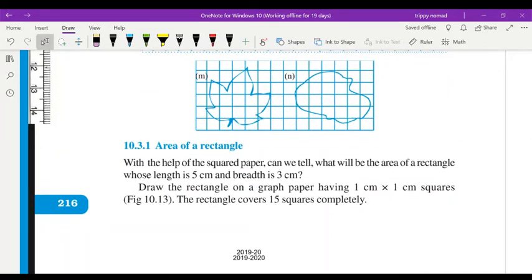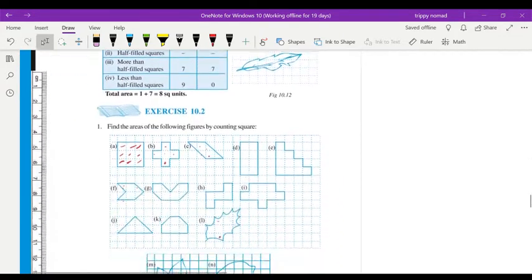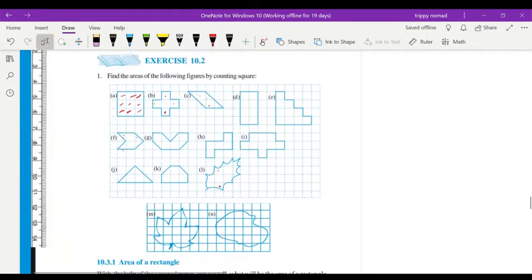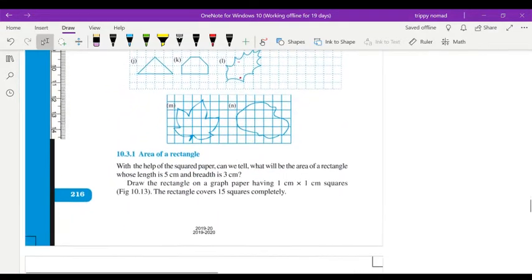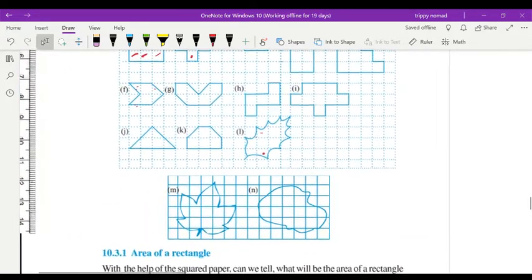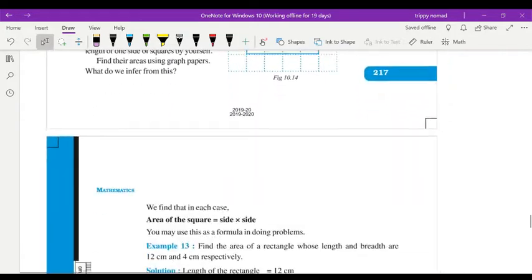Now, children, this was the first question of 10.2. Here I have only one question, you see only one. Let us see now what they have given for the 10.3 exercise.